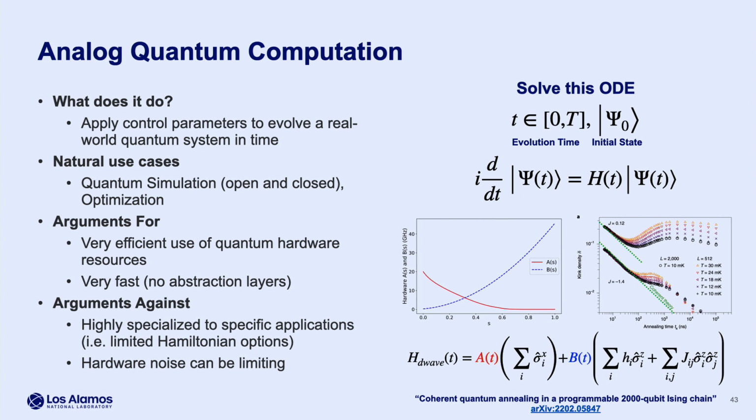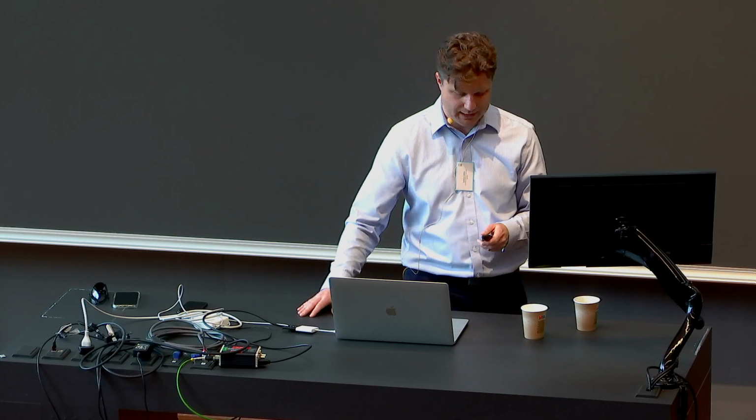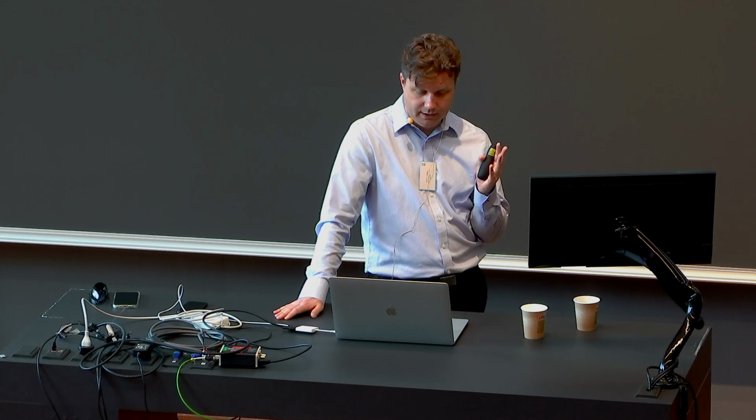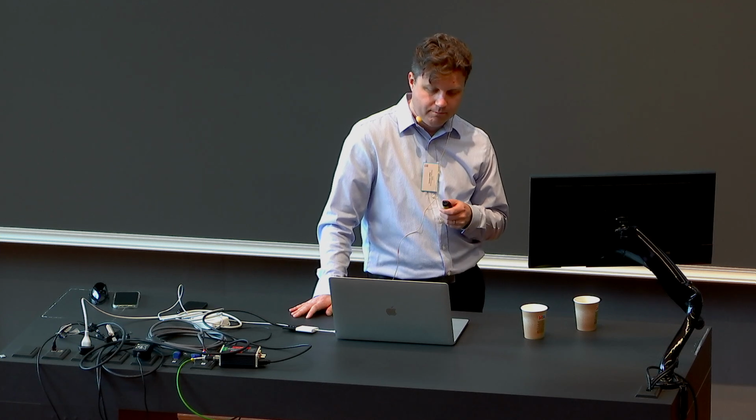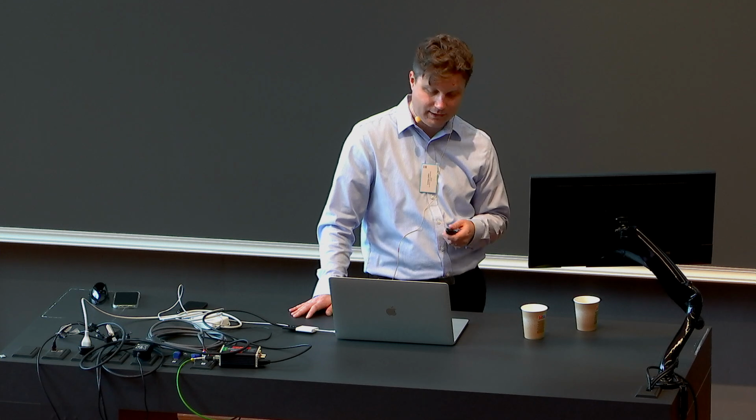potentially optimization. You might have heard of the company D-Wave. They build an analog quantum computer for classical optimization. It only implements one algorithm called quantum annealing. And so they've made a case that this computer could be good for that. The arguments for this technology is that it makes an extremely efficient use of quantum hardware, and it's very fast because it has none of those abstraction layers.